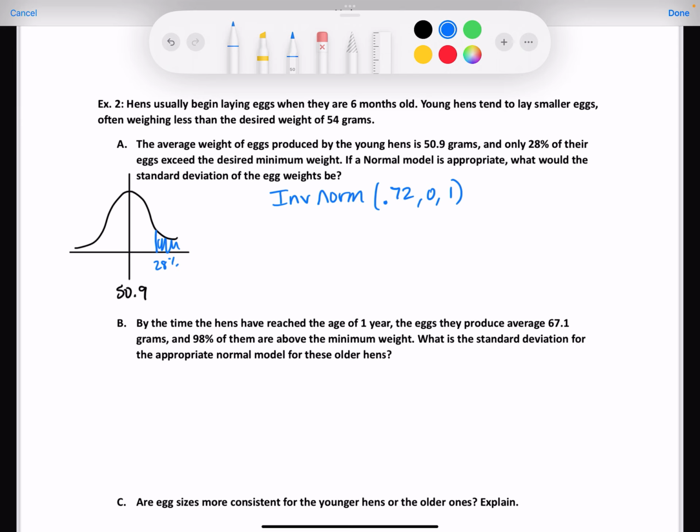Wait, how'd you know what the area was? Because it said 28% of the eggs exceed the desired minimum weight. Okay. So when we do that, what do we get? What do we want it rounded to? 2 decimal places. Or if you're giving me the percent, give me the whole percent. But no, give me the decimal. 0.58. All right, so now we need to find the standard deviation because we don't know what it is.